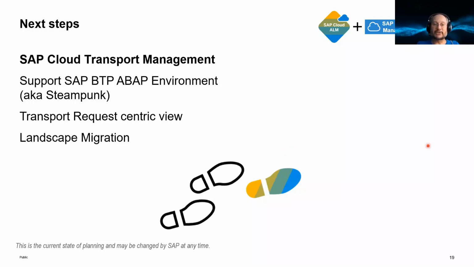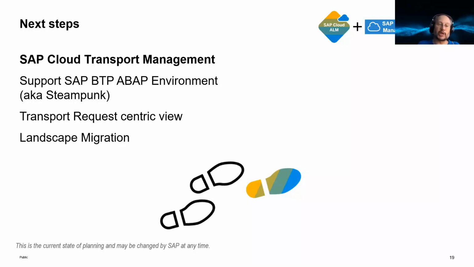What we also have is the transport request centric view. This is already available. That has been just recently released, which allows you to have a view not only on one transport queue, but also on the history of one transport request across all queues inside your landscape. So that can be helpful as well.